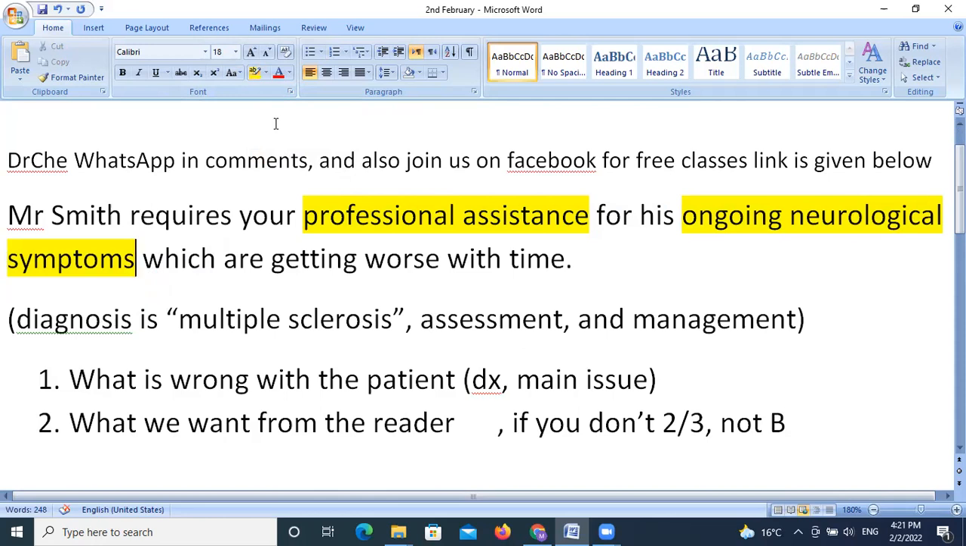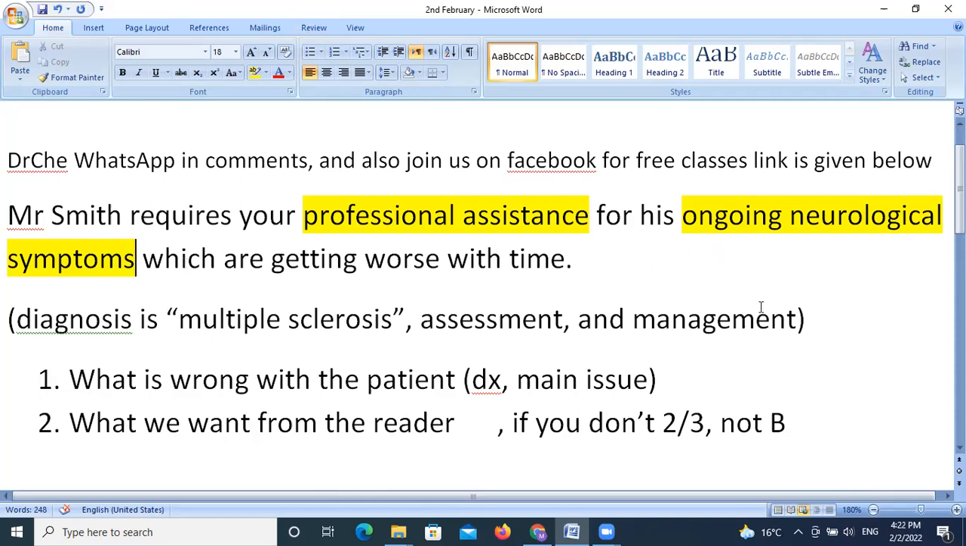What we want from the reader. Okay, what is the diagnosis of the patient, what is the problem of the patient, what is the issue of the patient? Sometimes it is not an exact medical diagnosis, sometimes it is a little bit of a social issue. So overall, what is the main issue of the patient, what do we want from the reader? Professional assistance, this is what we want, but it is not clear, not specific.